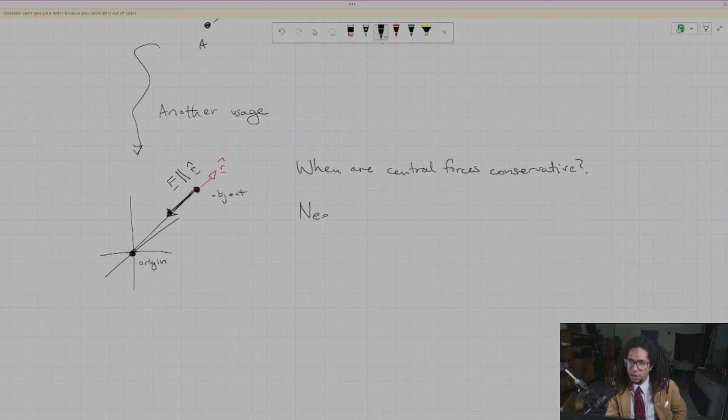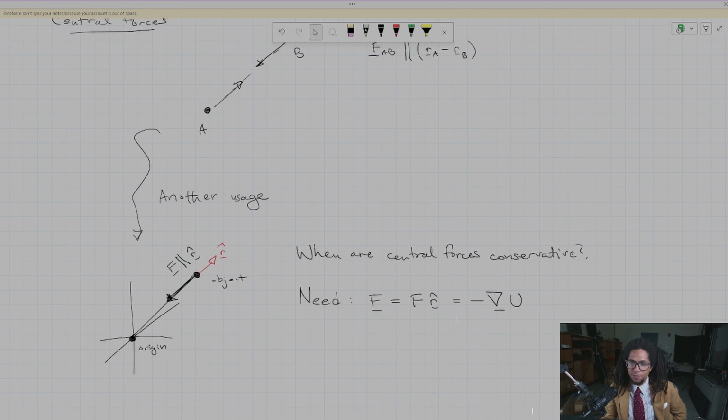So we need F to be equal to, well, we know it's central, which means that I can express it as some scalar F times the r hat vector. And I need it to be equal to the negative of the gradient of U. Okay, so in other words, I need the gradient of U to give me something that only points in the r hat direction. What does that mean?